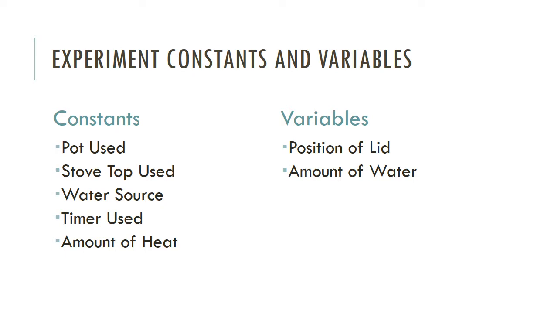Our constants include the pot used to boil the water, the stovetop we were using, the water source, so we were just using tap water, the timer used and the person timing, and the amount of heat used, which was the stove on high.